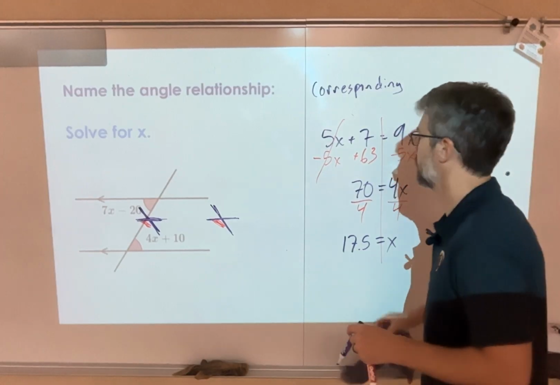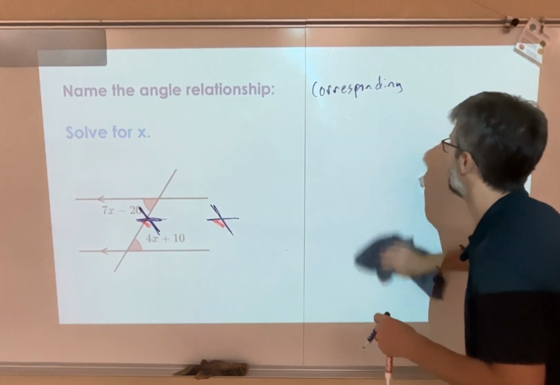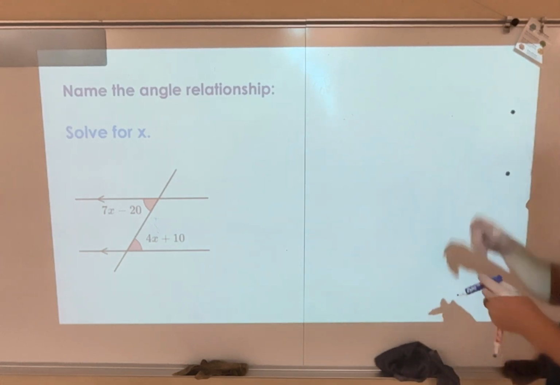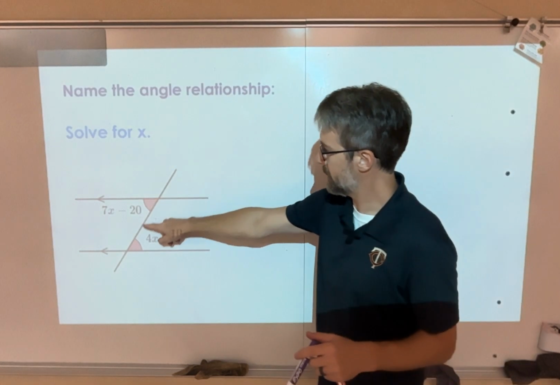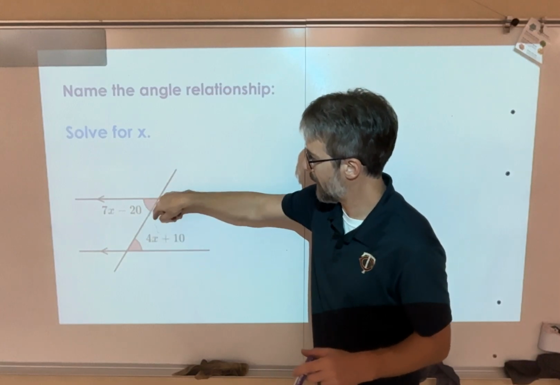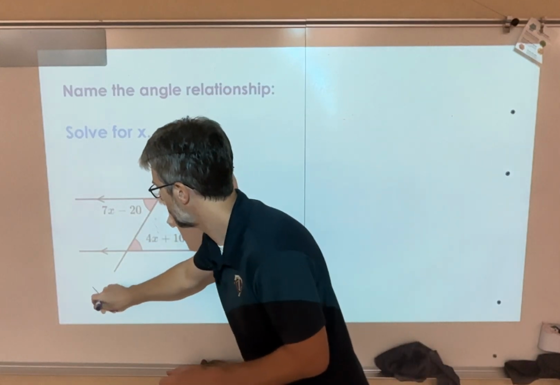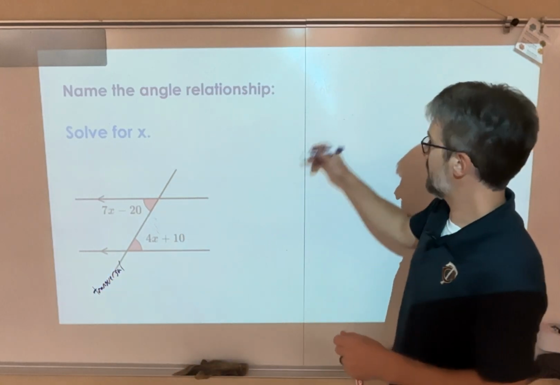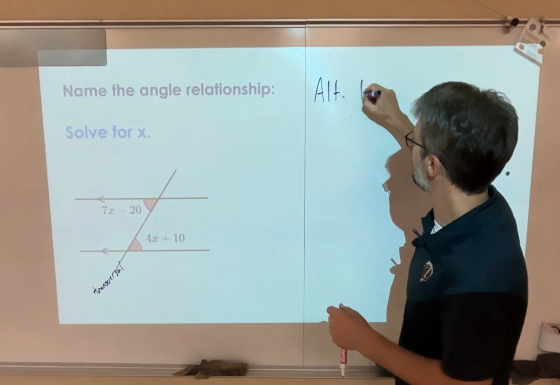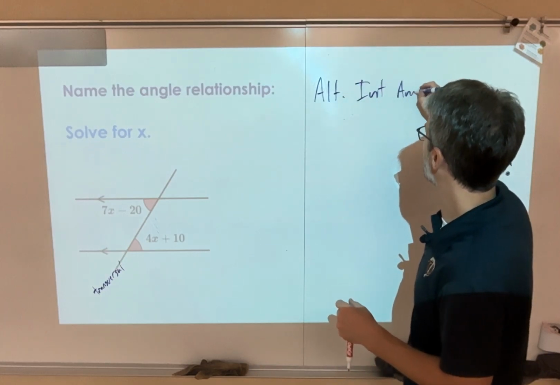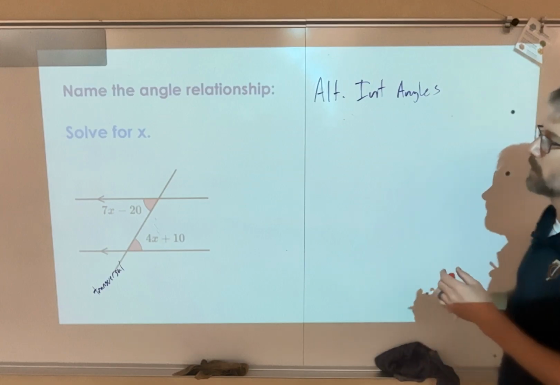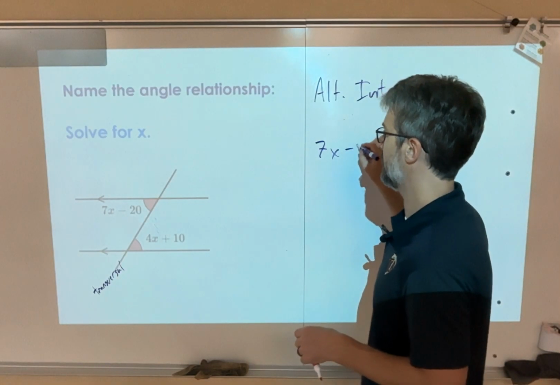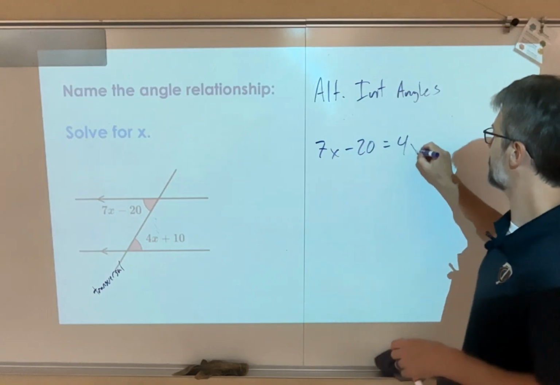All right, next one. All right, naming that angle relationship. So they're interior angles, they're on the inside, and they're on opposite ends of the transversal. And so that means that they are alternate interior angles. Again, this is another one where they are equal to one another. So we're just going to set them equal and solve for x.